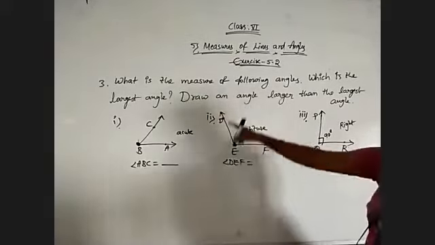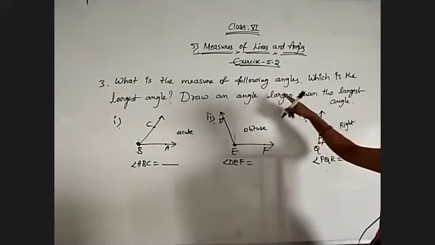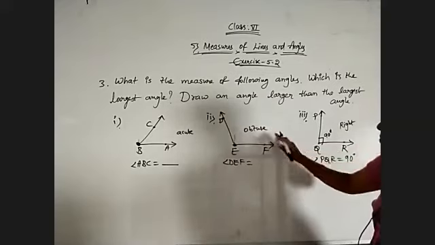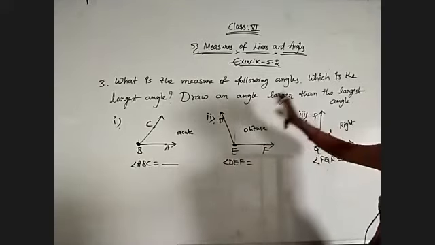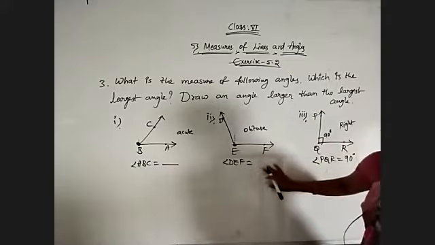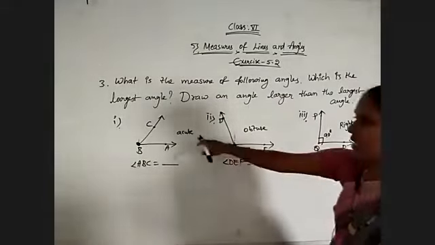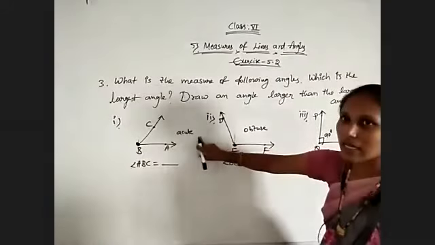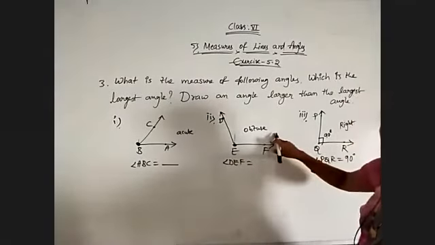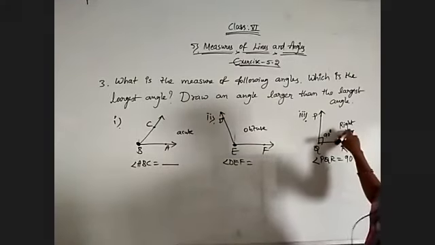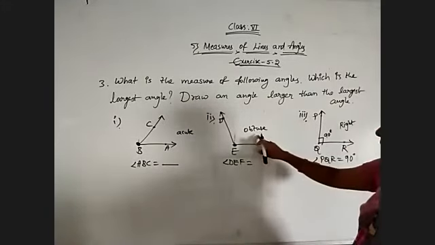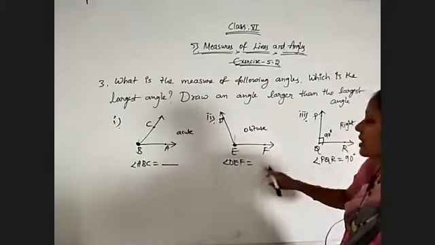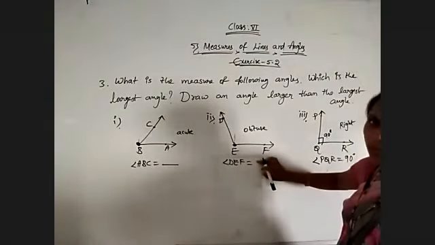Observe the question. What is the measure of the following angles? We have to find the measure by using the protractor. Which is the largest angle? Without measurements also, I can say that they are an acute angle, obtuse angle, and right angle. Acute means lesser than 90. Obtuse is more than 90. Right angle is equal to 90. More than 90 means the obtuse angle is the largest angle, which means angle DEF is the largest angle. What is the measure? We don't know.